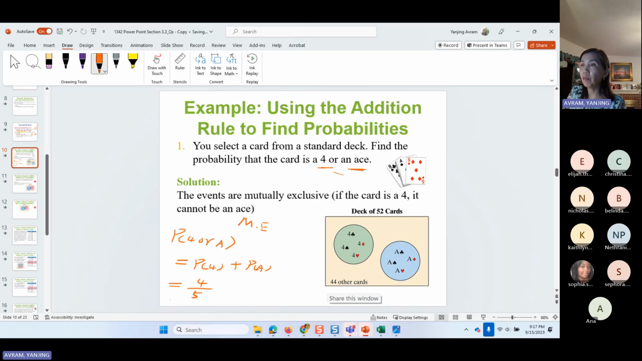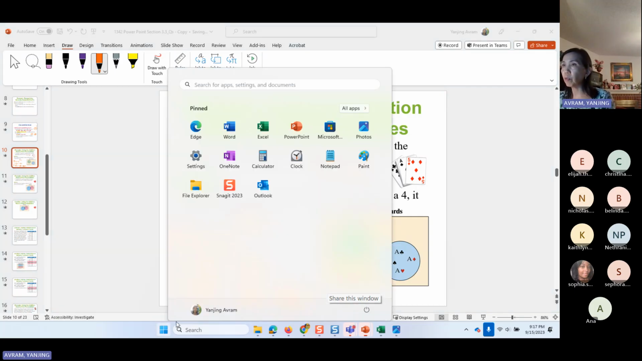And that's 4 out of 52. This is also 4 out of 52, right? So we have an A out of the 52. Simplify that, okay? All right, so that's one thing. Sometimes people say, I do not know how to simplify.